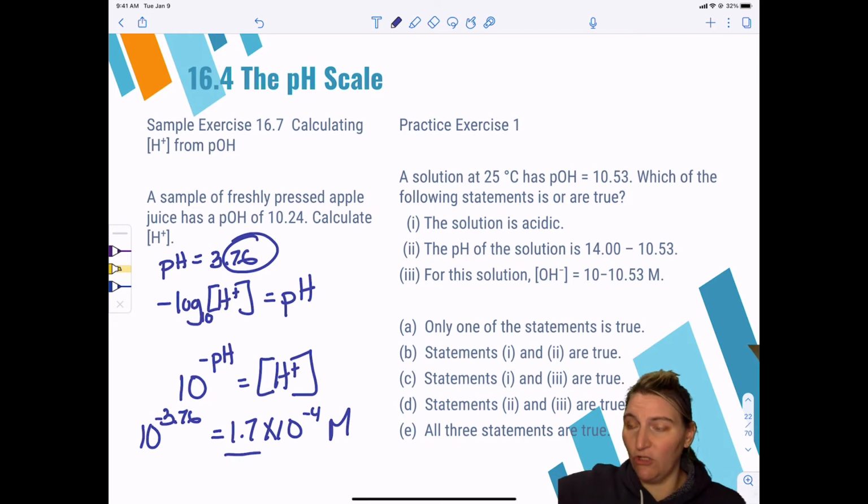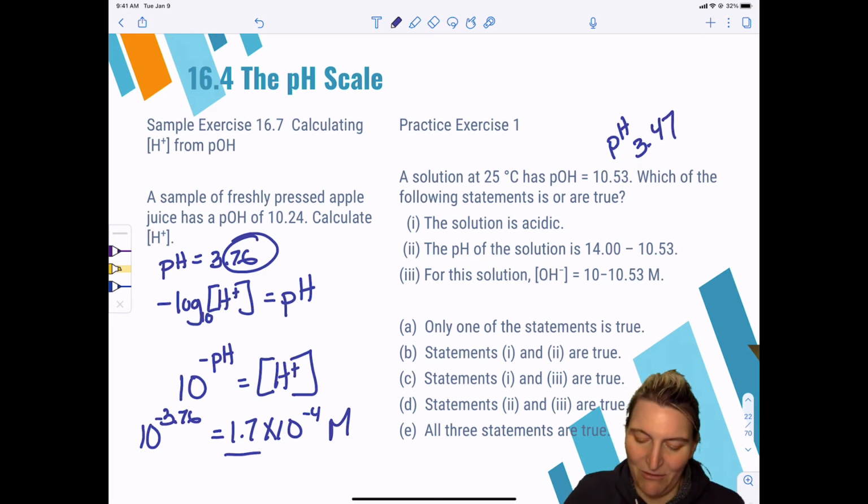And the next question: a solution at 25 degrees Celsius. They will often tell us it's 25 degrees Celsius as a reminder that we can use that Kw. It has a pOH of 10.53. Which of the following statements are true? What I do in my head is, okay, a pOH of 10.53 equals a pH of 3.47. So it's an acid. The solution is acidic. Yes. The pH of the solution is 14 minus that. Yes.